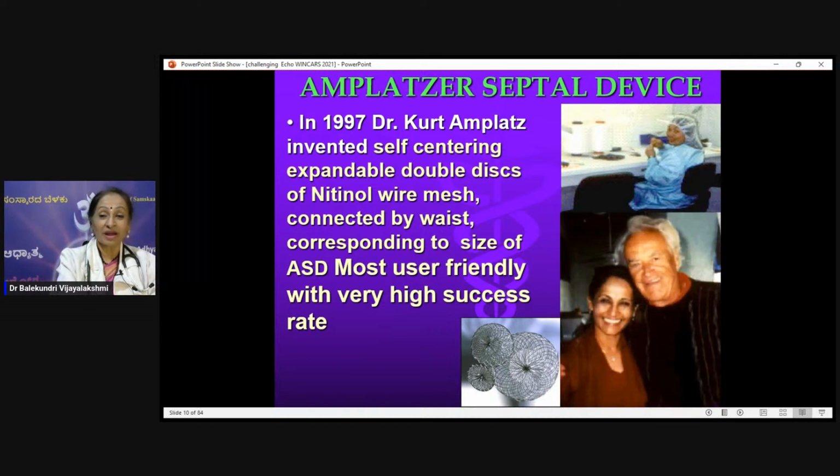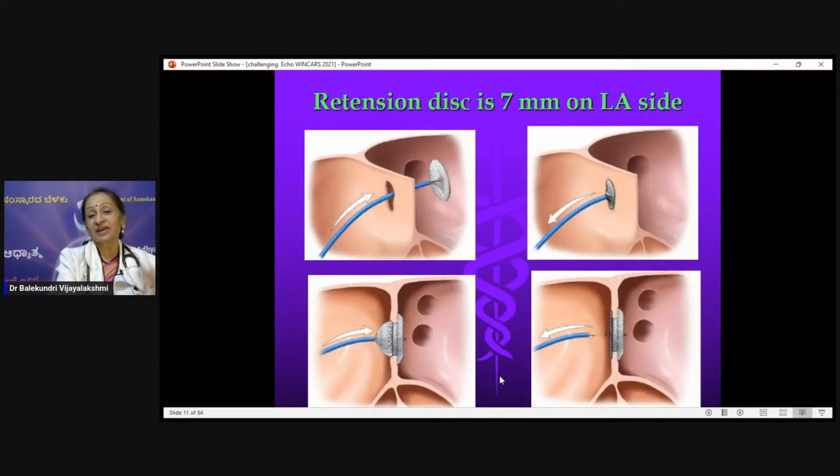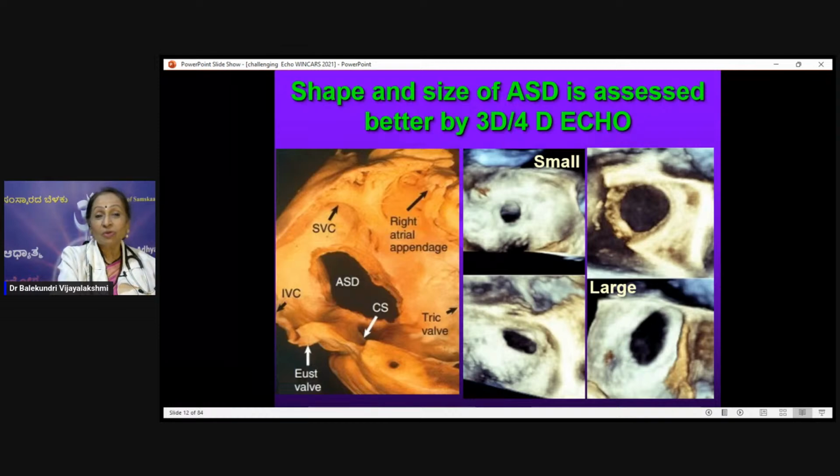Thanks to Kurt Amplatz, as you see in this picture, 30 years ago in 1997, he came out with the Amplatzer device, and this device is self-centering and also self-expandable. And you can see that through the ASD, we go into the left atrium, pull it to the septum, and then release the retention skirt on either side and remove the screw anti-clockwise, and the device remains there, and then the ASD is closed.